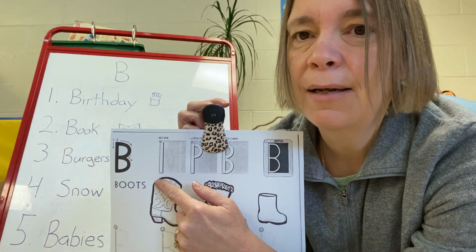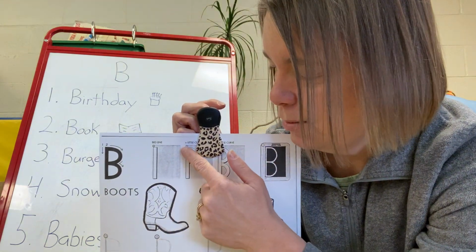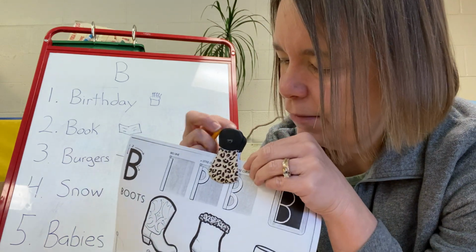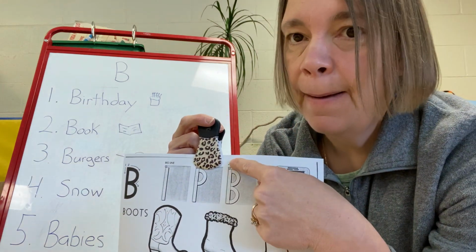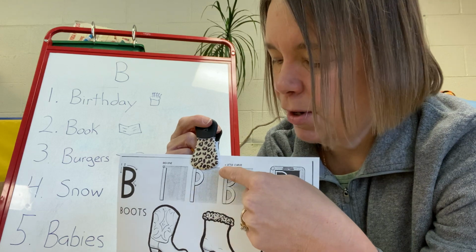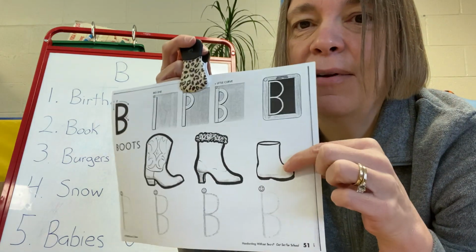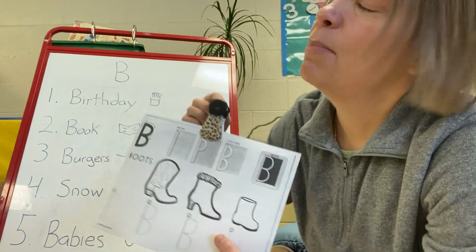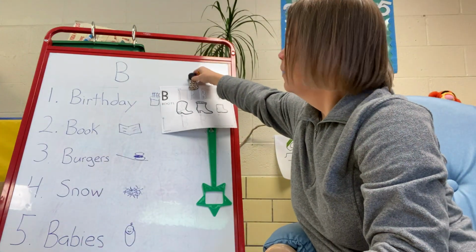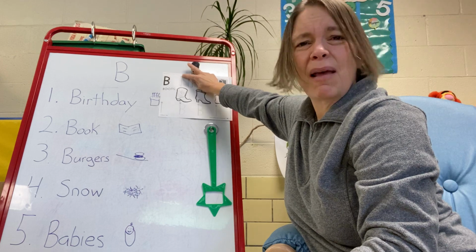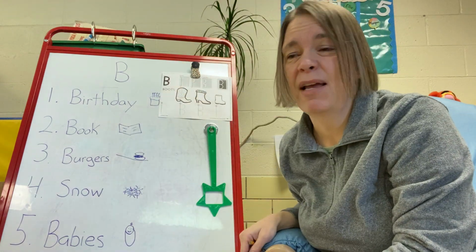There's our big line down, little curve. And then if I move my magnet a little bit, big line down, frog jump up, little curve, and there's a B. And there's boots on this paper, because B is for boots. Will you help me make my B's? And then I'm going to tell you about the list I made.